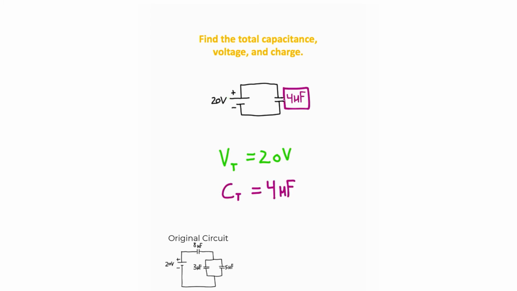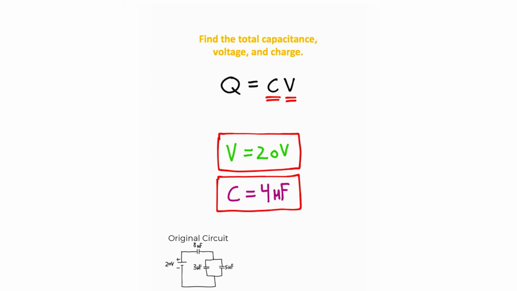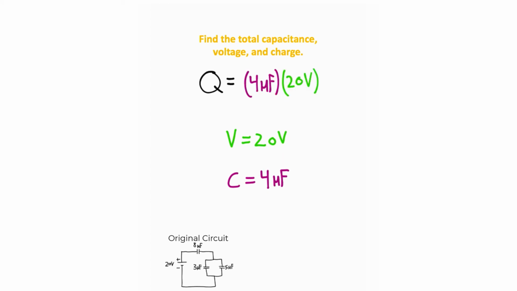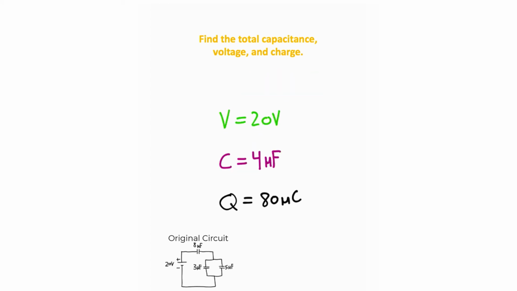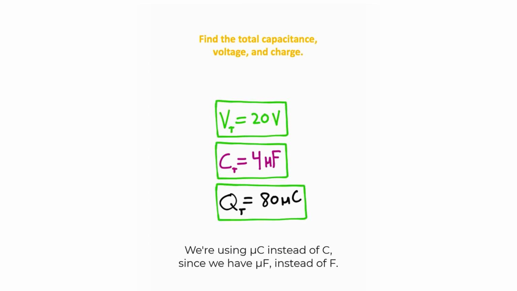The only thing we need now is the charge, and we can calculate the charge using this equation, which is charge is equal to capacitance times voltage. So we take our voltage and capacitance, plug it into this equation, and if we have 4 microfarads times 20 volts, we should get 80 microcoulombs. So that's your total charge, total voltage, and total capacitance on this circuit.